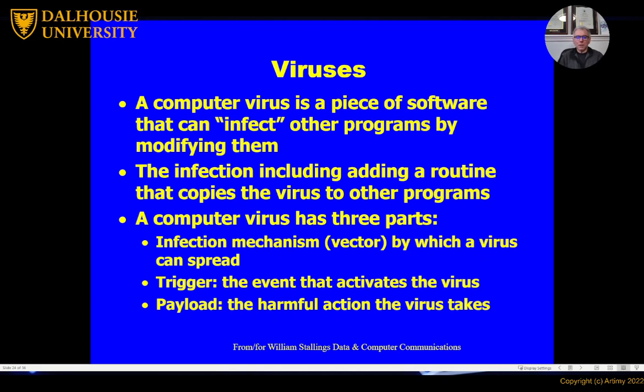So the virus has three parts: the infection mechanism, or the infection vector. This is how the virus is spreading itself or copying itself. The virus is not just copying itself. The virus is supposed to do some harm, so it needs a trigger mechanism. What makes it activate? What makes it do the harm? So that's a trigger. And then finally, the actual harm, the actual part or the instructions that do the harm.